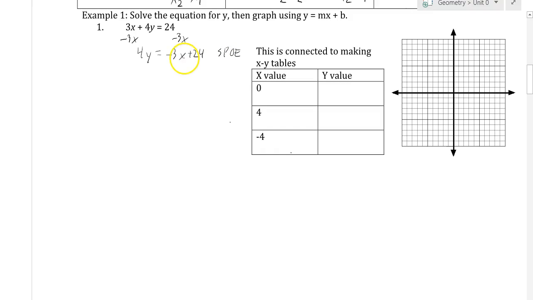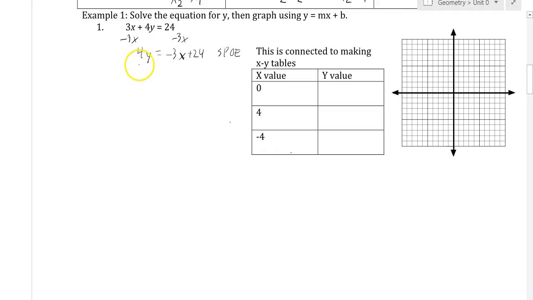You can't combine the negative 3x and the 24 because they're not like terms. There's nothing to use the distributive property on. So we can't. You just write them next to each other. What's negative 3x plus 24? It's just negative 3x plus 24.